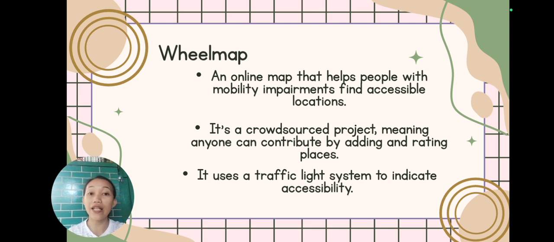Wheel Map is an online map that helps people, especially those who have mobility impairments, to find accessible locations. It is also a crowdsourced project where anyone, you or me, can contribute by adding and rating places. So we can add something or rate that place if it is accessible or not. It also uses a traffic light system. It uses orange, green, and red to indicate its accessibility.